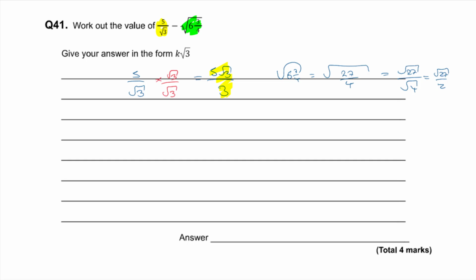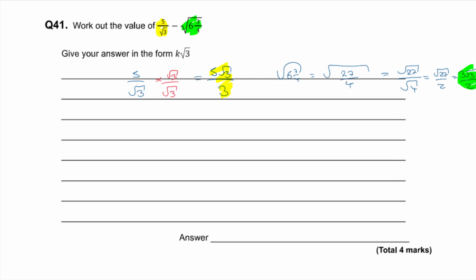Now, 27 has got a square number as a factor, which is 9. 27 is 9 times 3. So I can say that that's the same thing as the square root of 9 times root 3 over 2, which is 3 root 3 over 2. Okay, so that's my green bit. That's about as simple as I'm going to get that one. So I've got my yellow bit.